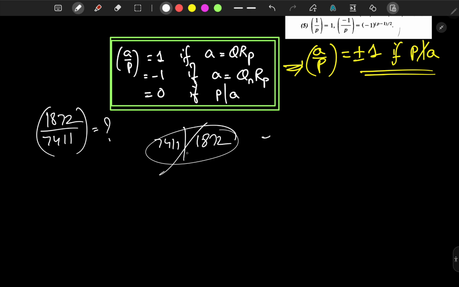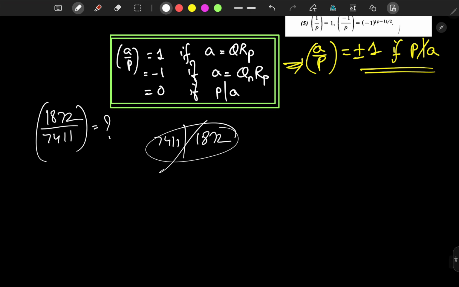Of course not, right? A bigger number cannot divide a smaller number. One more thing: in the exam we cannot tell whether 7411 is a prime or not. Normally, if you have a cell phone, we can directly check whether 7411 is a prime number. Generally in exams, they will always give a prime number only, so assume that.